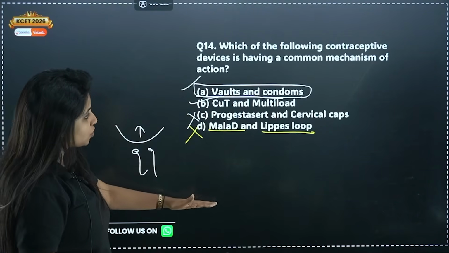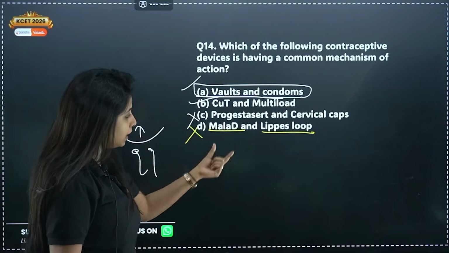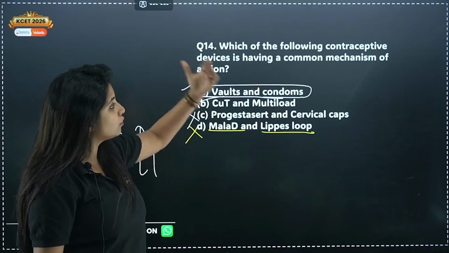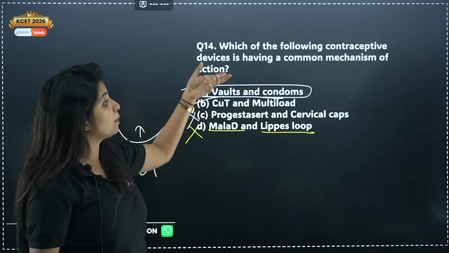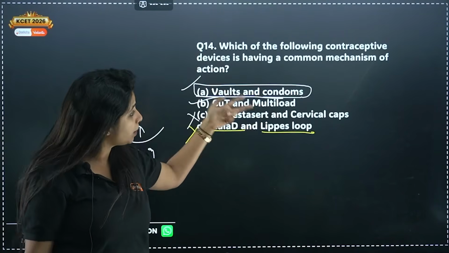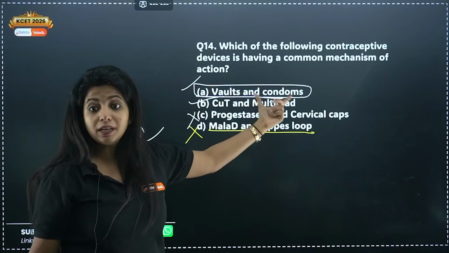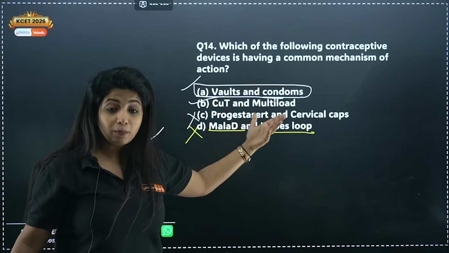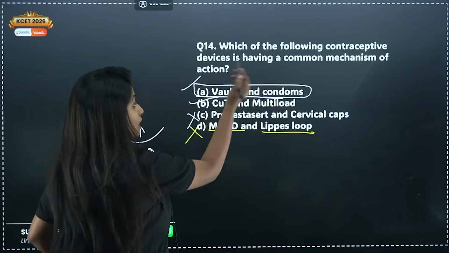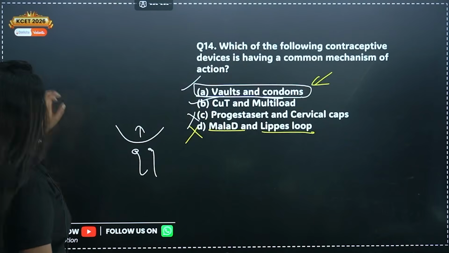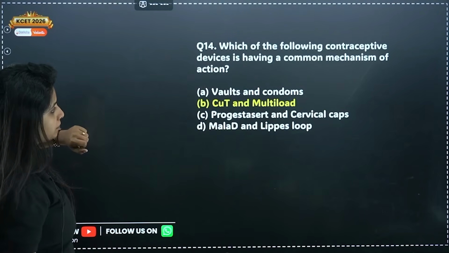I think there is an extension of this particular question. You had A and B and B and C and things like that. Because over here, you have been asked which of the following contraceptive devices has a common mechanism of action. Here they have not mentioned multi-load 375, which is why probably this could also be wrong, in which case your option would be A. If it's not a typo, then this is your answer.